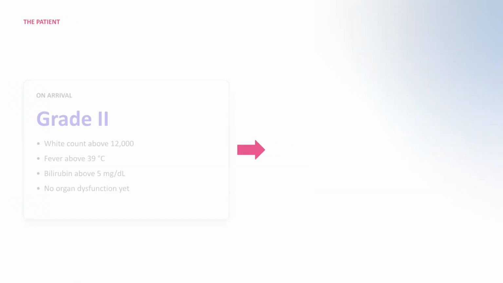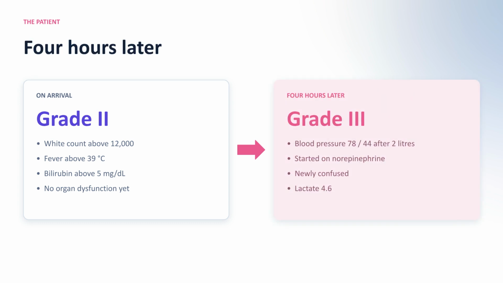Now back to our patient. On arrival, he had 3 of the Grade 2 criteria: a white count above 12,000, a fever above 39 degrees, and a bilirubin above 5. So he was moderate. Grade 2. 4 hours later, after 2 liters of fluid and a dose of antibiotic, his blood pressure is 78/44. He needs norepinephrine. He is now confused. His lactate has climbed to 4.6. He has just completed the Reynolds Pentad, and he has just become Grade 3.